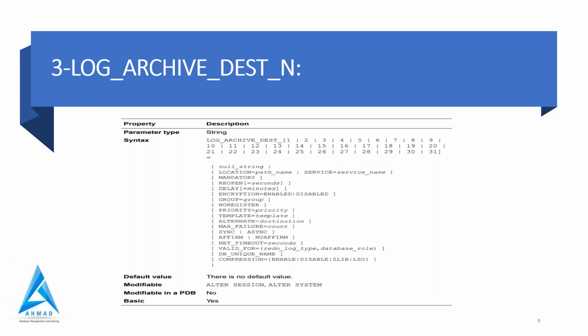These are the things related to log archive destination. Also, from 12c we have 31 archive destinations. Earlier it was 30.